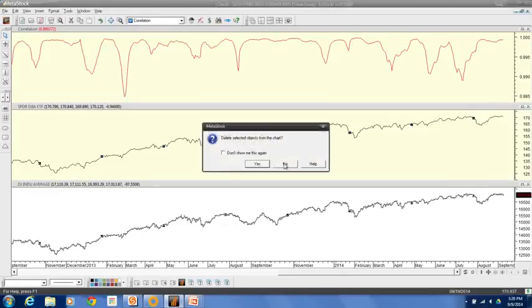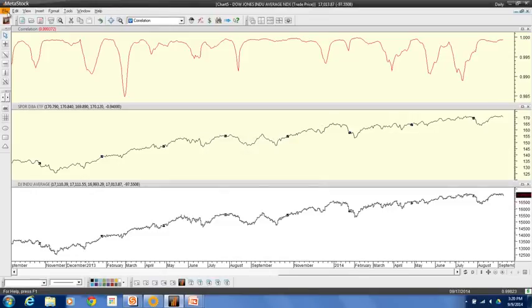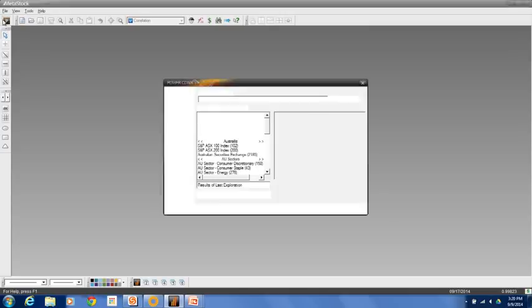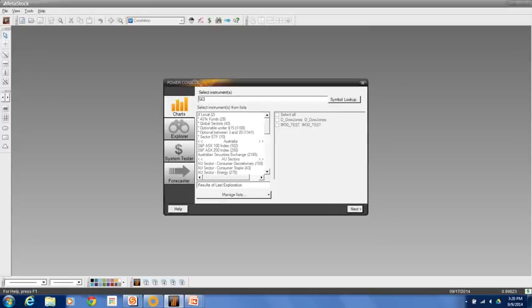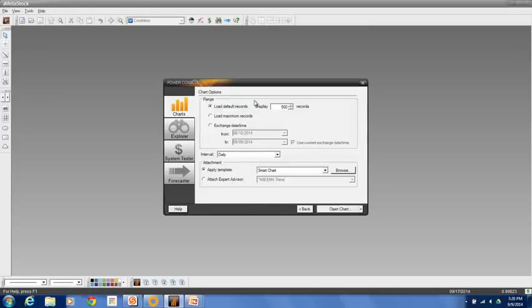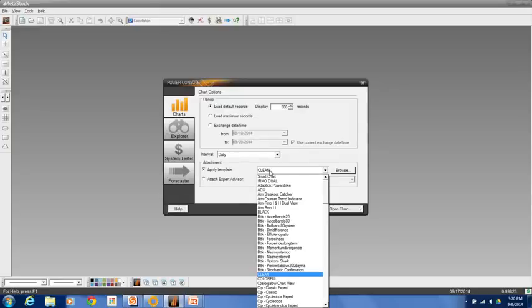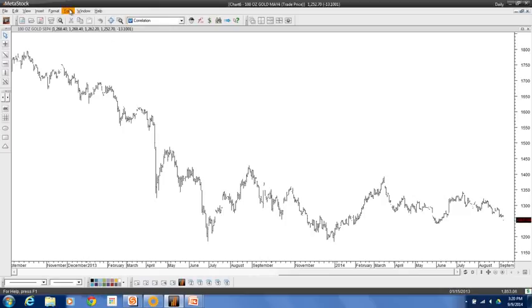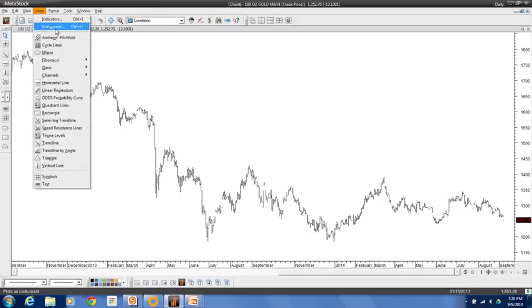Now let's maybe look at a different example. Let's take maybe gold and silver. So let's open up the gold contract here, and let's just do a clean chart here again to be sure. And let's go ahead and put silver in there with it.